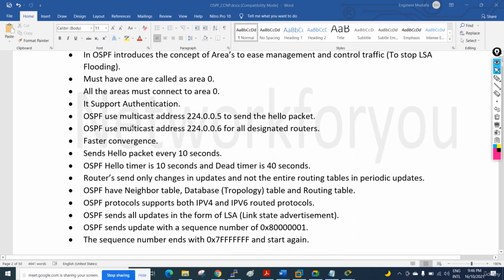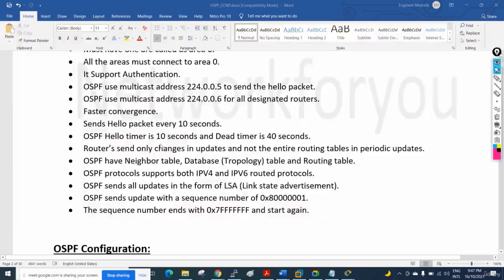And OSPF is using the multicast address 224.0.0.5 to send the hello packets, and OSPF also uses the multicast address 224.0.0.6 for all designated routers. We have DR, BDR. Later we are going to see what is DR, what is BDR. And convergence is fast, and every 10 seconds they are sending the hello packet.